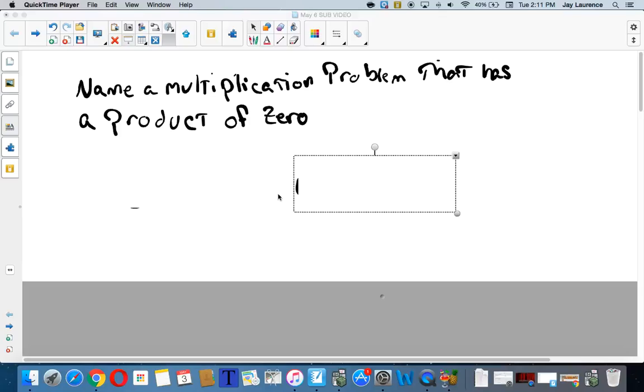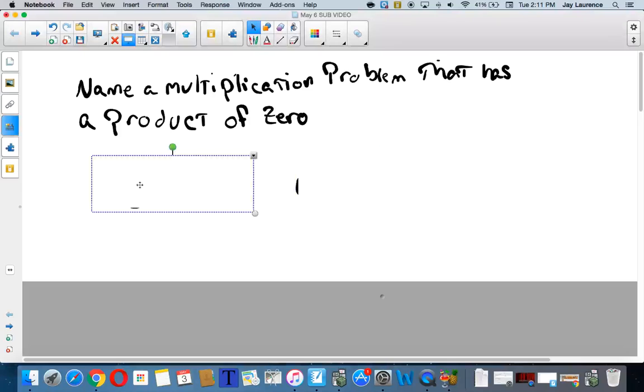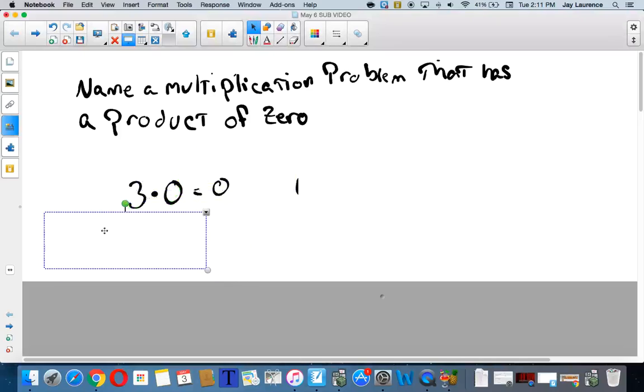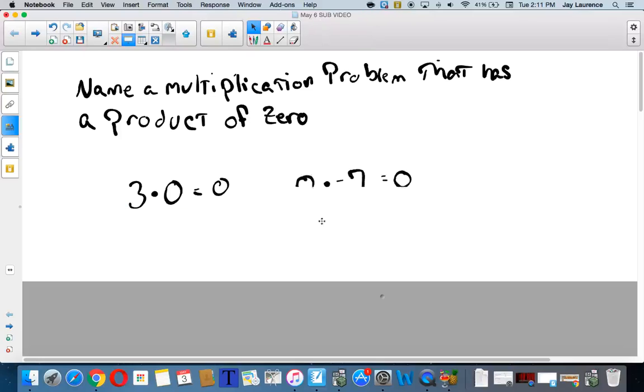All right, so the first question I have for you is: name a multiplication problem that has a product of 0. Well, there's going to be lots of possible answers. Hopefully you're thinking of some right now, and one possible answer would be 3 times 0, where you're multiplying any number times 0. Another possible answer would be 0 times -7, where you're multiplying 0 by any number. Either way, what can we conclude from this?